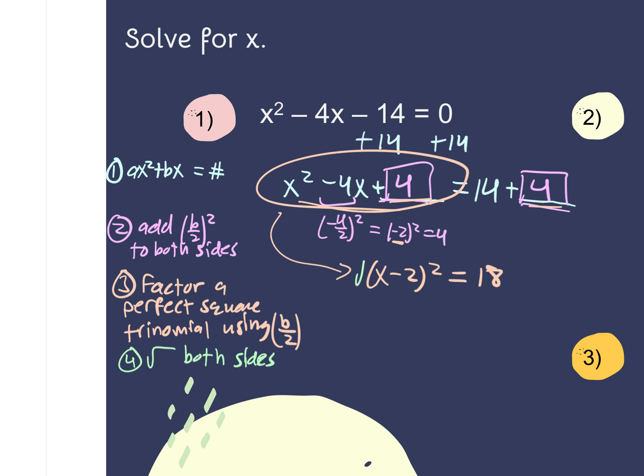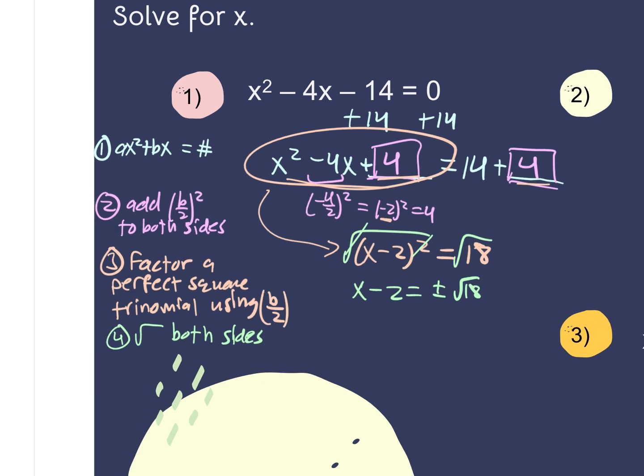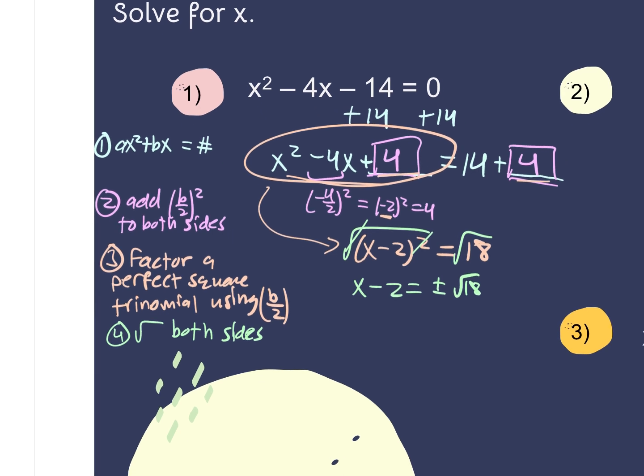Right? So we want to take the square root to cancel out the square. We discussed it in the last section. Getting rid of a square term, we want to take the square root. So we get x minus 2 equals plus or minus square root of 18. Don't forget that plus or minus. All right, and then the last thing we want to do, just solve for x and then simplify.